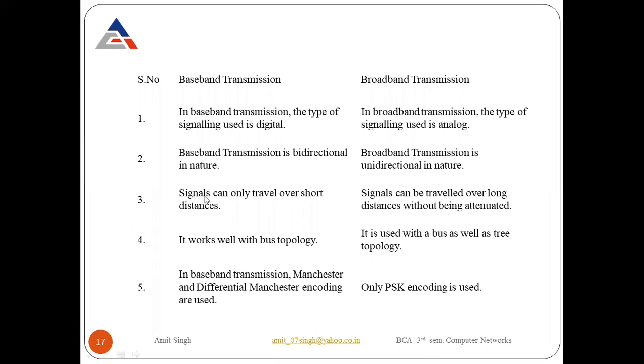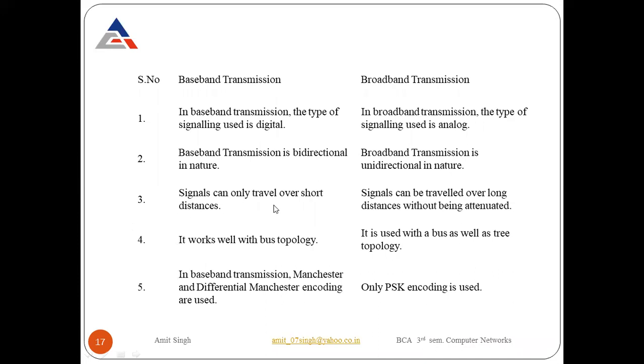Again, we have some differences over there. First is baseband transmission, and second is broadband transmission. In baseband transmission, the type of signal is digital. In the case of baseband, the signals are digital. But in the case of broadband, the signals used are analog. Clear? Second, baseband transmission is bidirectional. We can send or receive the data in both directions. But in the case of broadband, the direction is unidirectional.